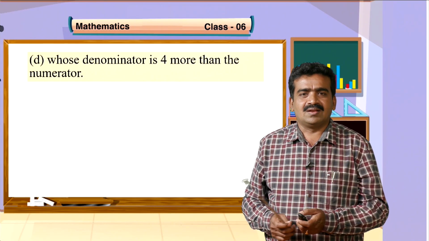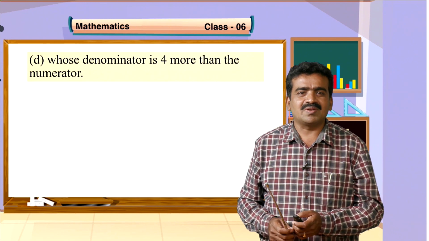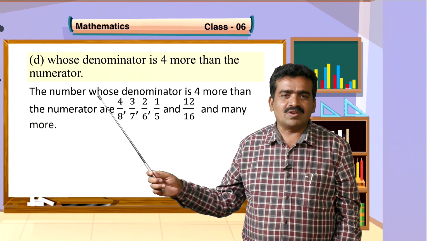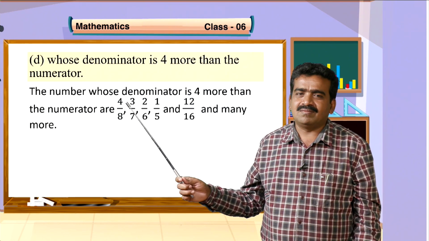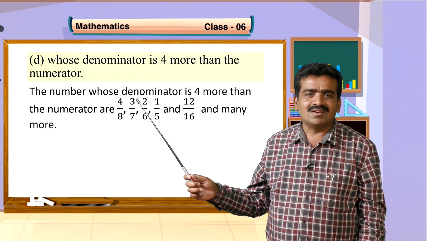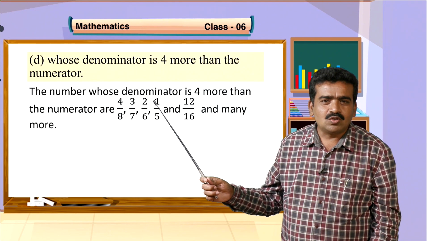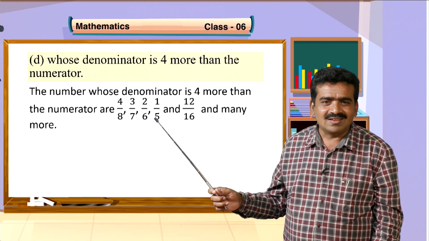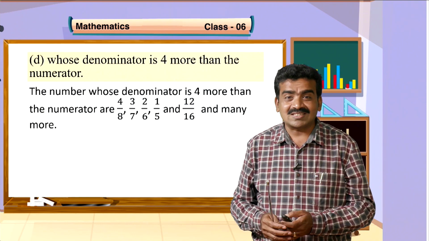Now, let us come to another question. We have to write the proper fraction whose denominator is 4 more than the numerator. So, look at the answer. If you write 4 by 8, here the denominator is 4 more than the numerator. Even for 3 by 7 also we get the difference 4, and 2 by 6 also the difference is 4, and 1 by 5 and 12 by 16, and we can write many more of this kind.